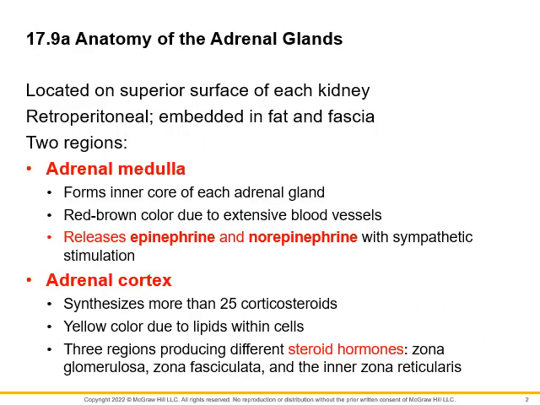Hopefully we remember where the adrenal glands are. So these are located on the top or superior surface of the kidneys. These are retroperitoneal, if you remember the visceral and parietal peritoneum. So these sit behind those serous membrane layers. We're going to have some fat and we're going to have some fascia keeping those adrenal glands on top of the kidneys. So you can see adrenal medulla.